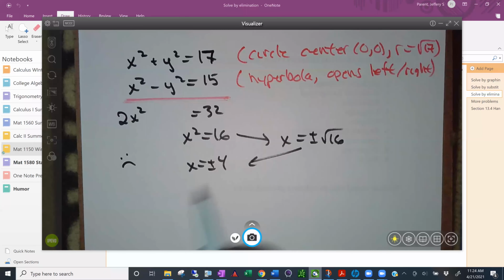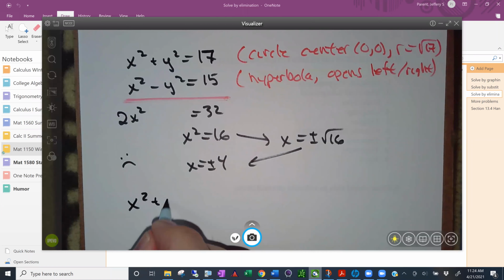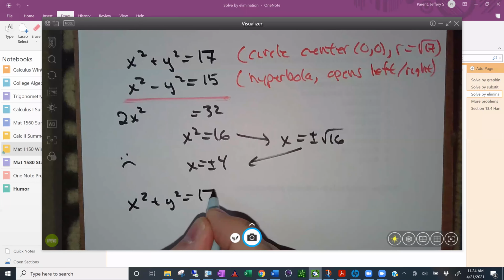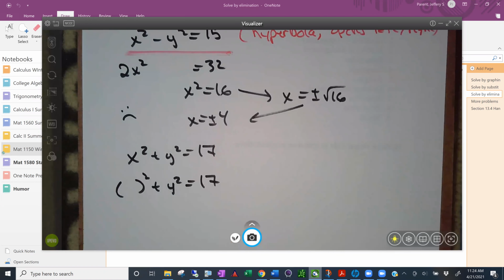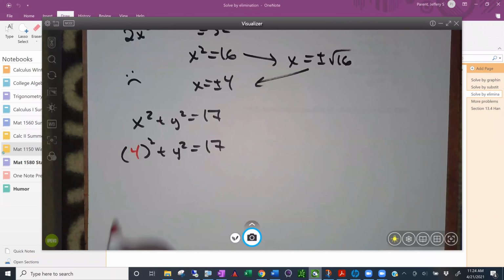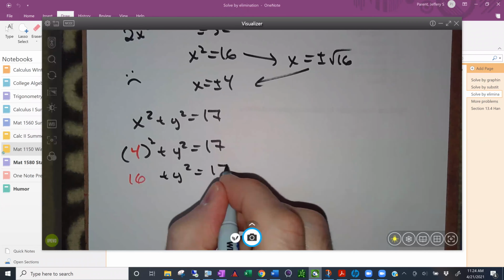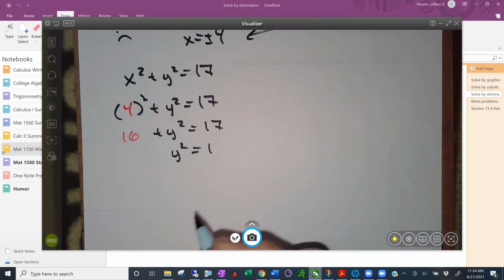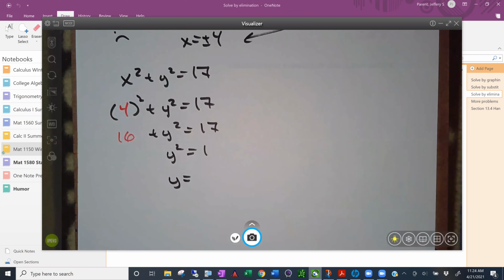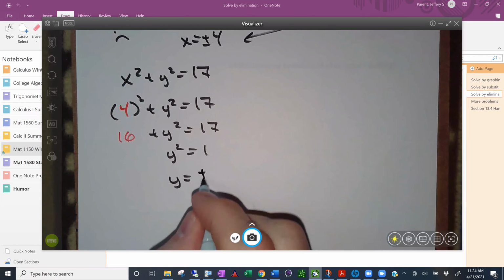Let's find out what happens when x equals 4. X squared plus y squared equals 17. So 4 squared is 16 plus y squared equals 17. Y squared equals 1. Subtracting the 16 from both sides. What does y equal? Plus or minus 1. Excellent, plus or minus 1.